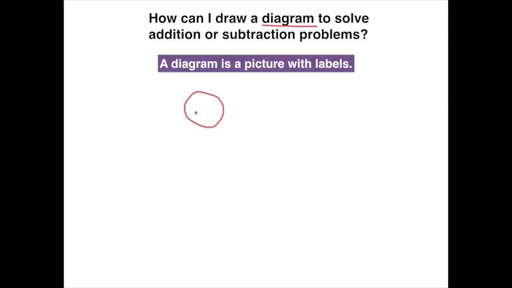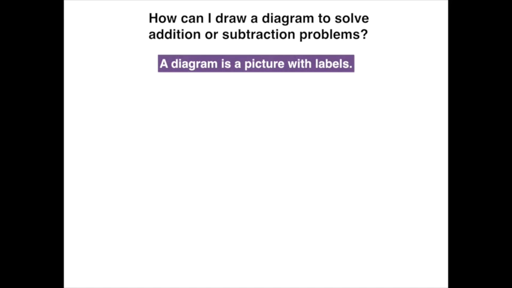Here's a diagram. Okay. There's my eye. And there's my mouth. And here's my face. Okay. It's a diagram. Picture with labels. Okay, cool. All right. Now, we can draw diagrams for addition or subtraction.